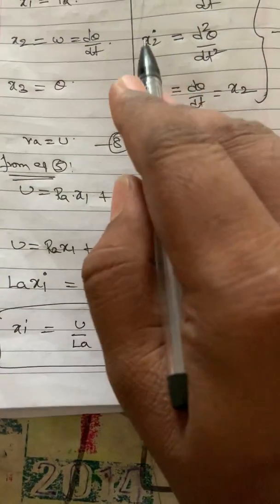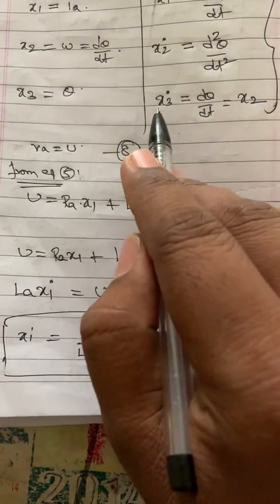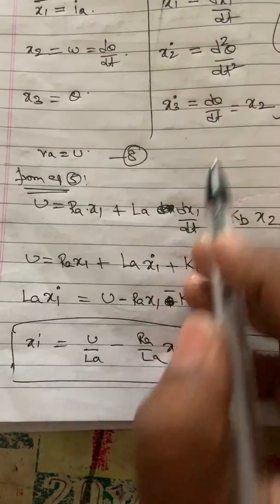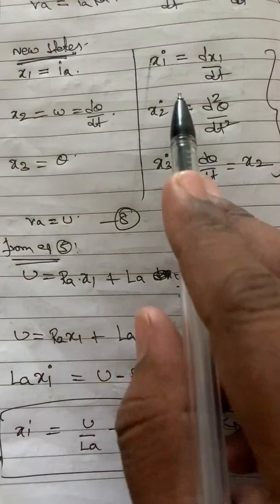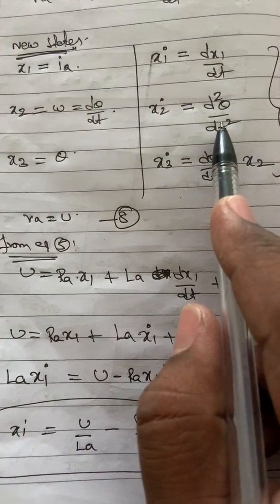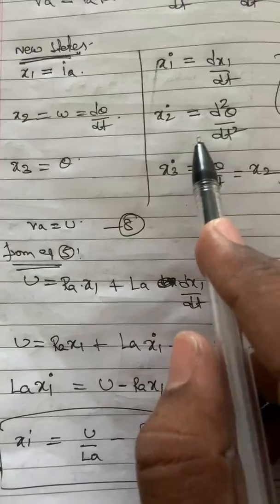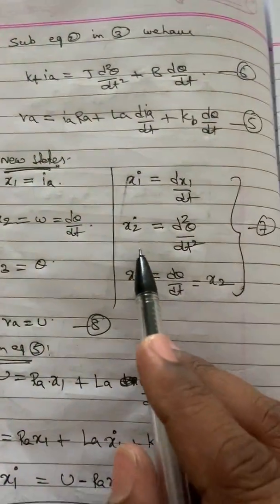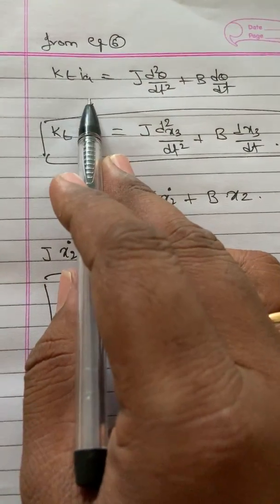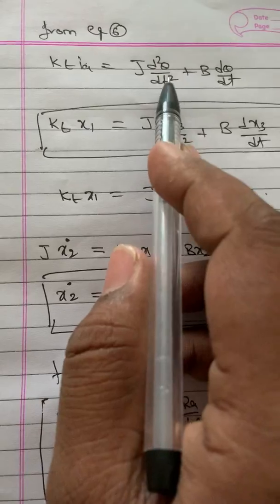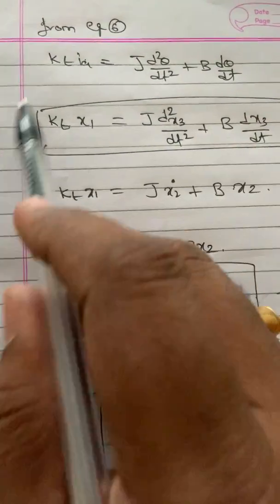So we have got x2 dot in terms of x3, one differential equation in terms of states, and another differential equation in terms of states. So the remaining is x3. In order to get this x3 dot, which is in terms of d square theta by dt square, let us take the mechanical differential equation, that is equation number 6. So from equation number 6 we have kt into IA is equal to j d square theta by dt square plus b d theta by dt.